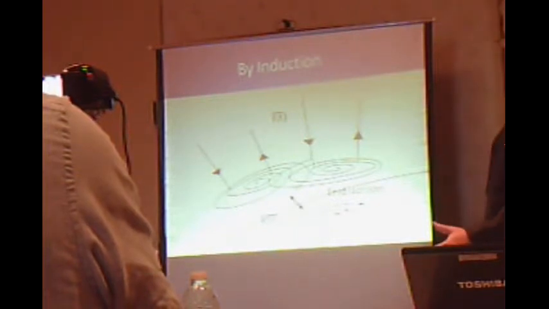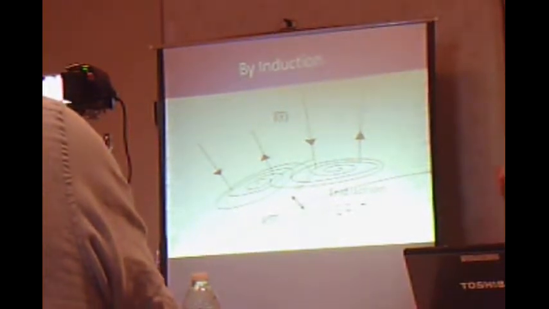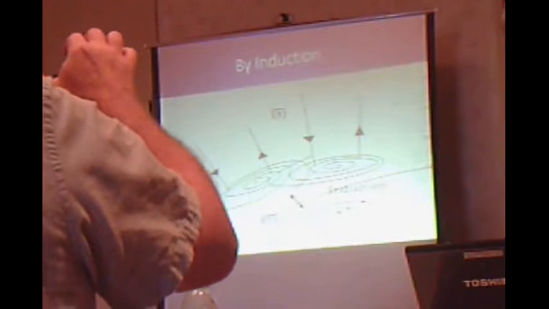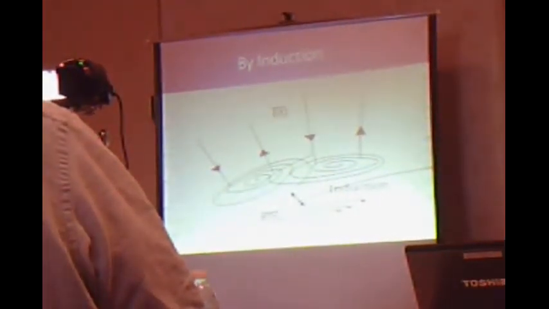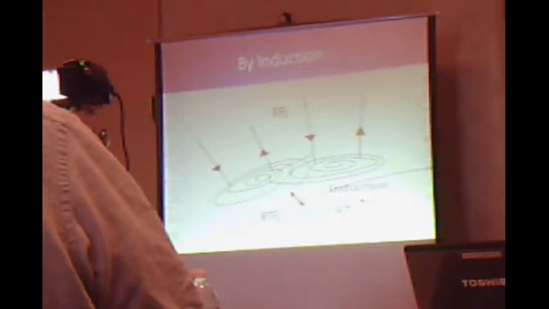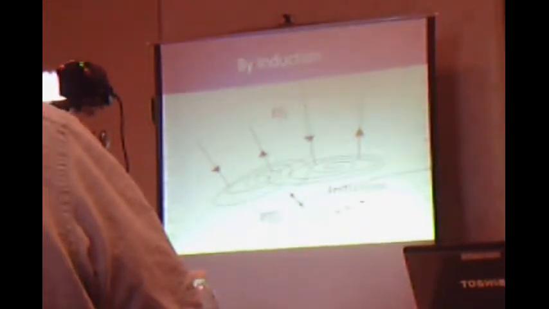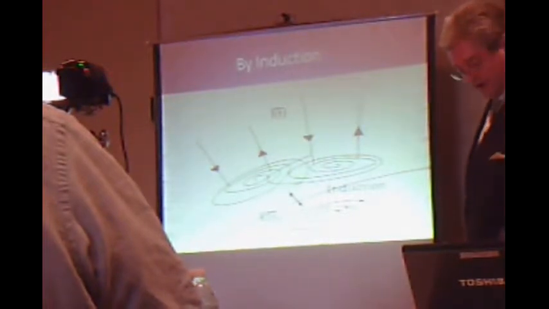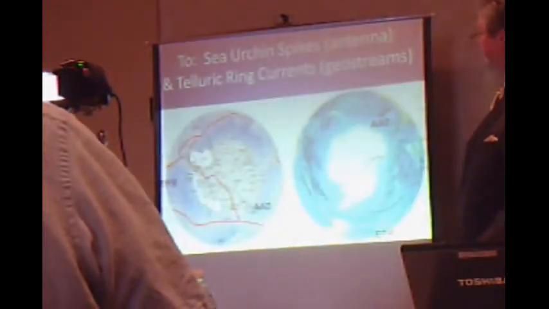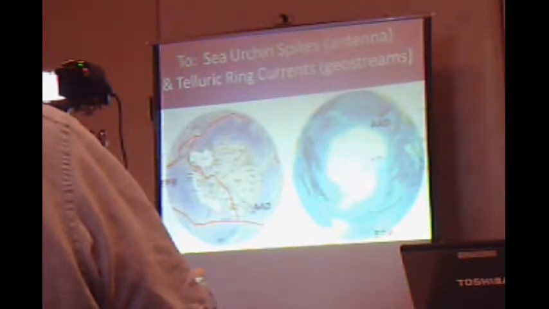And then just your basic induction concepts of how this energy is transferred to the planet. Okay, so it could be transferred, each individual sea urchin spike could be an antenna where this induction process can occur, but you can have a bigger scale effect if you start looking at the tectonic structure of the planet.